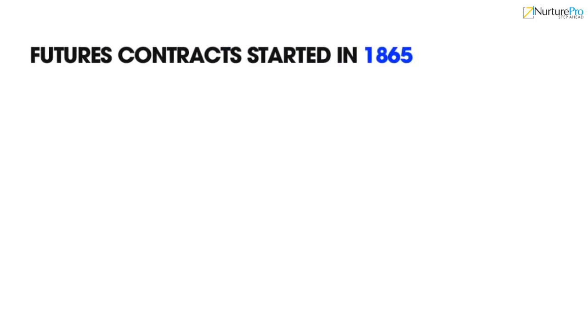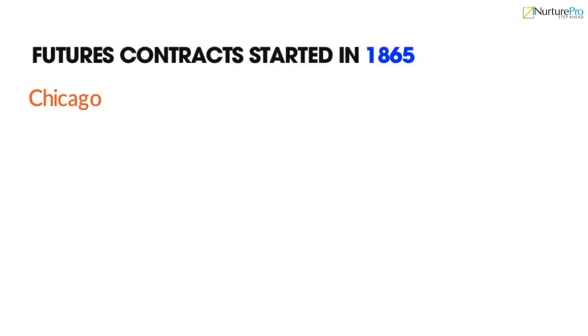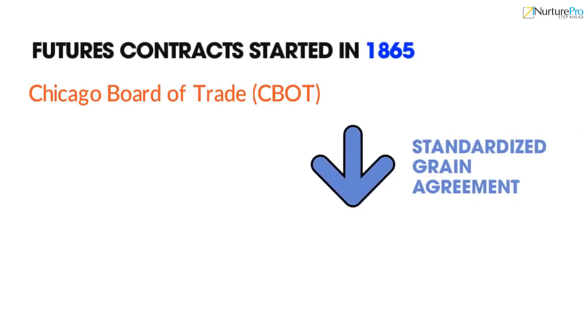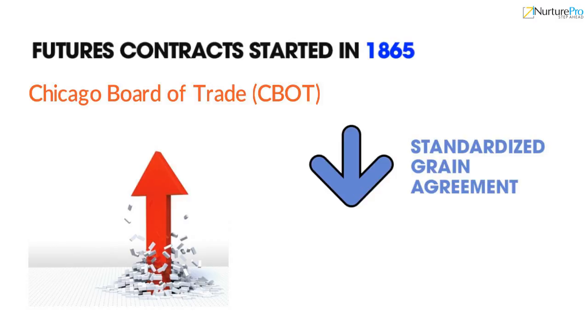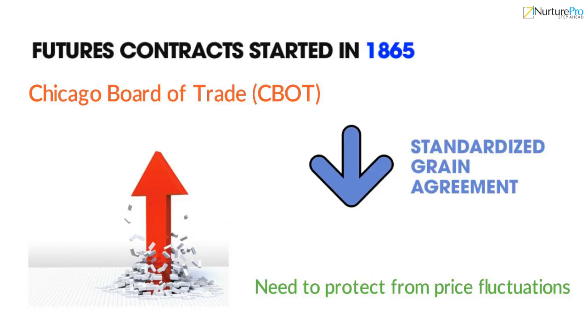The journey of futures contracts started way back in 1865 when the Chicago Board of Trade (CBOT) introduced a standardized grain agreement. The market grew very fast as producers and buyers of the commodities increasingly felt the need to protect themselves from price fluctuations to sustain them in a volatile market. This need to hedge the risk established the markets for futures contracts.